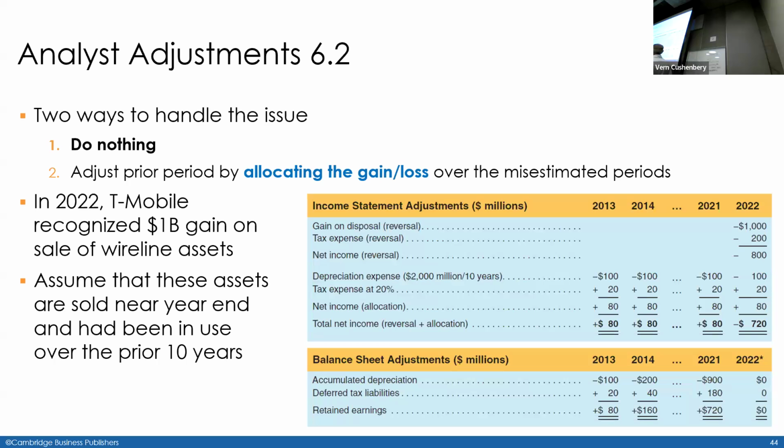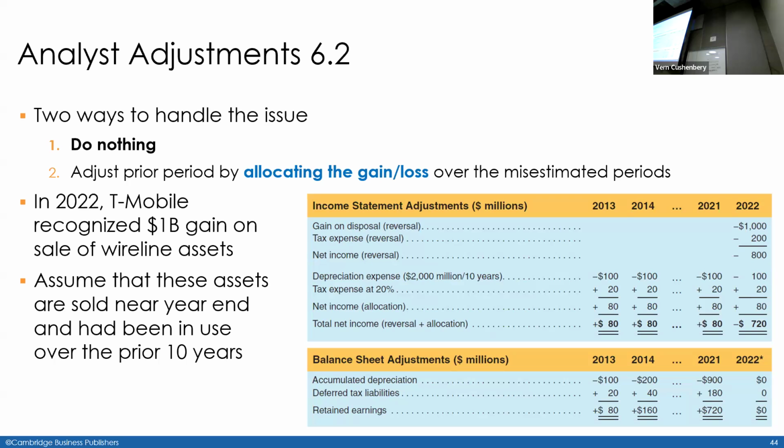So in this scenario, we're talking about the sale of an asset. Pick a piece of property that we have on our balance sheet, property, plant, equipment, what have you, we're gonna sell it. In this instance, we're looking at T-Mobile, and they sold an asset and recognized a $1 billion sale on the wireline asset. The bottom bullet line says, assume that these assets are sold near year end, have been in use over the prior 10 years.